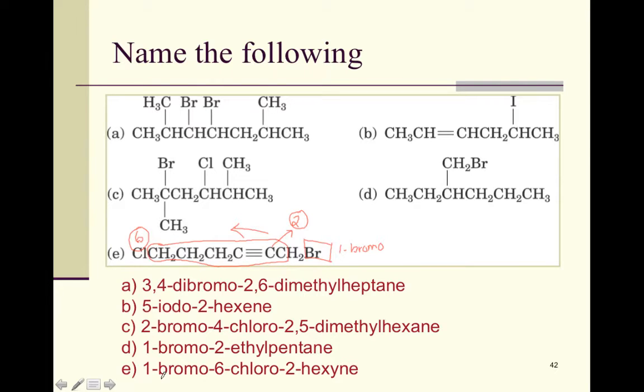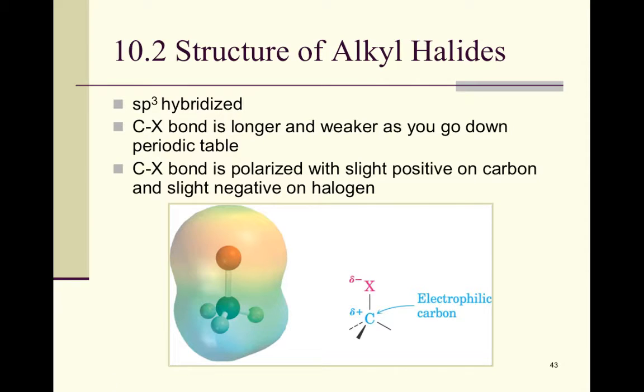Remember, we list them alphabetically. We determine where they are physically, and that's when we establish the numbers. But we list them alphabetically. So bromo, chloro, and this 2 tells me where the triple bond is. How'd you do?